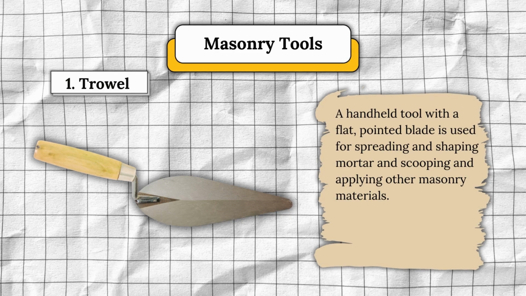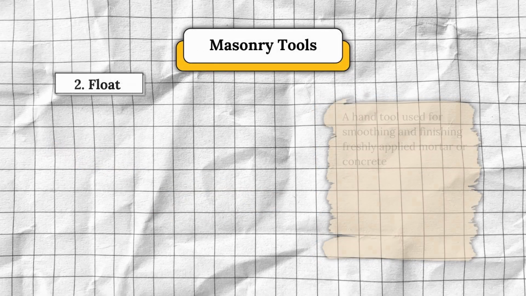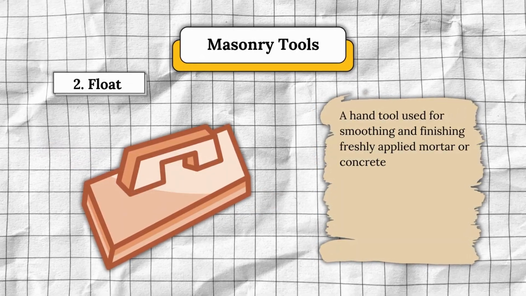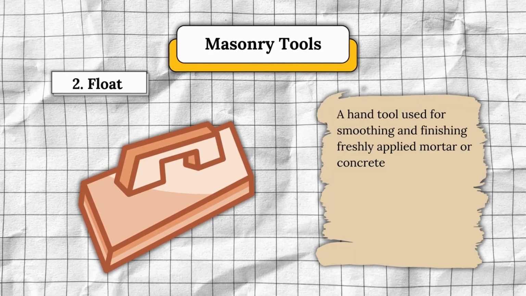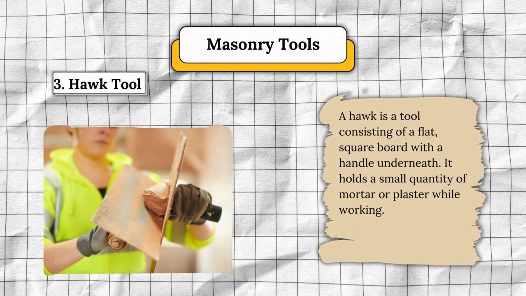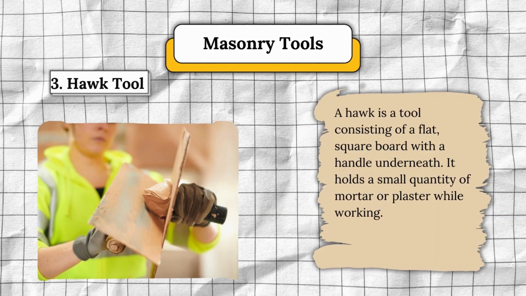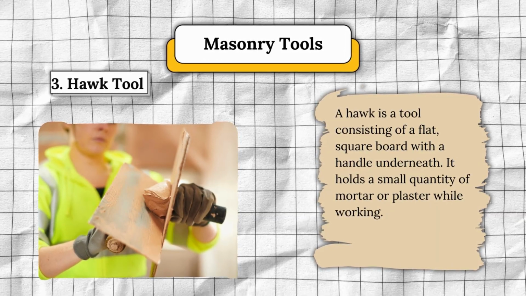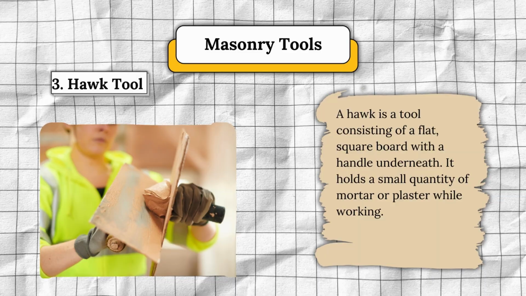used for spreading and shaping mortar and scooping and applying other masonry materials. Number 2. Float. A hand tool used for smoothing and finishing freshly applied mortar or concrete. Number 3. Hawk tool. A hawk is a tool consisting of a flat, square board with a handle underneath. It holds a small quantity of mortar or plaster while working.